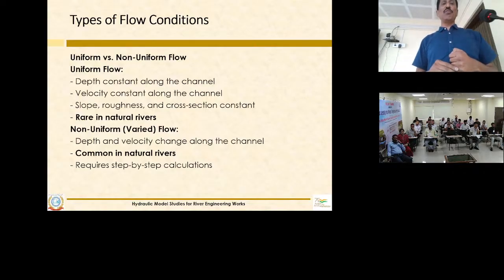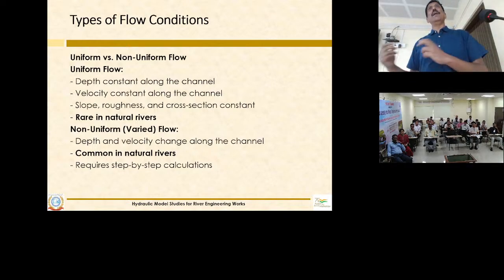So when you say uniform flow, the depth is constant along the channel and velocity is also constant. When these two are constant, the slope and roughness also have to be constant. Then only it can flow. All these factors are constant, and that's very rare in natural rivers. You cannot achieve this condition in long channels.